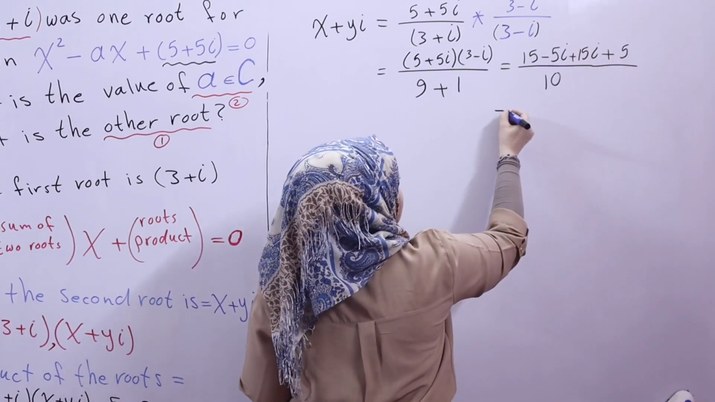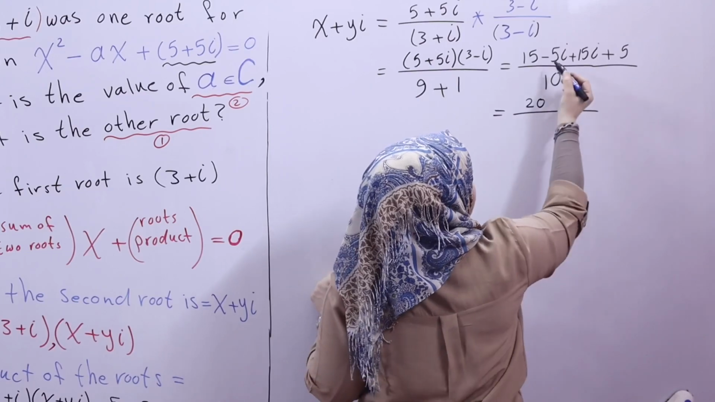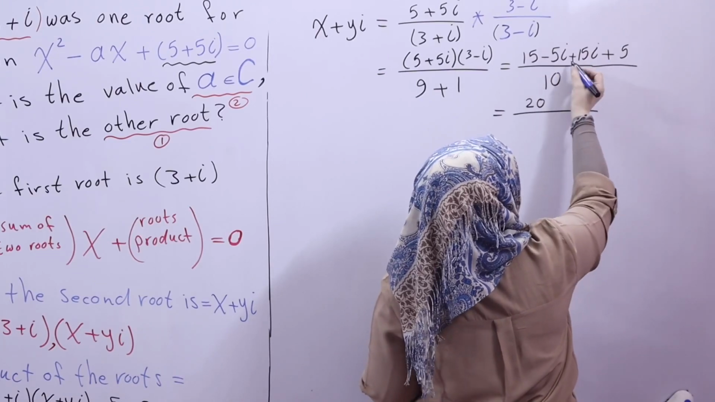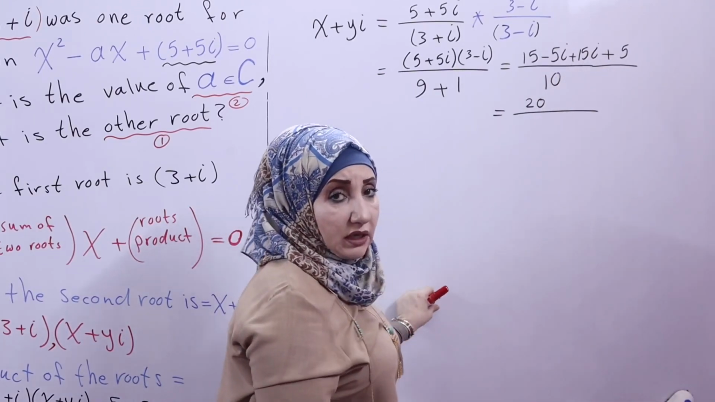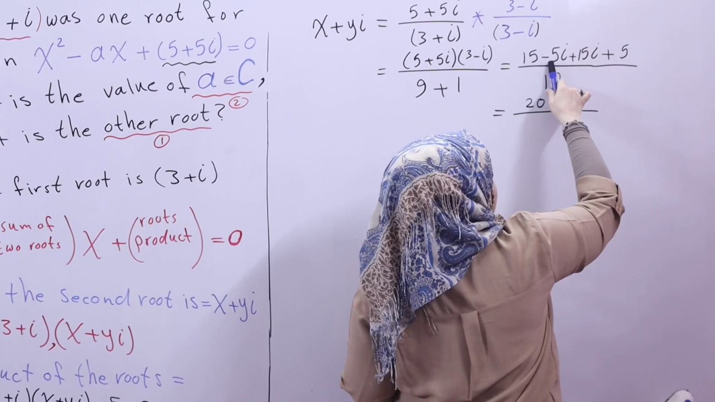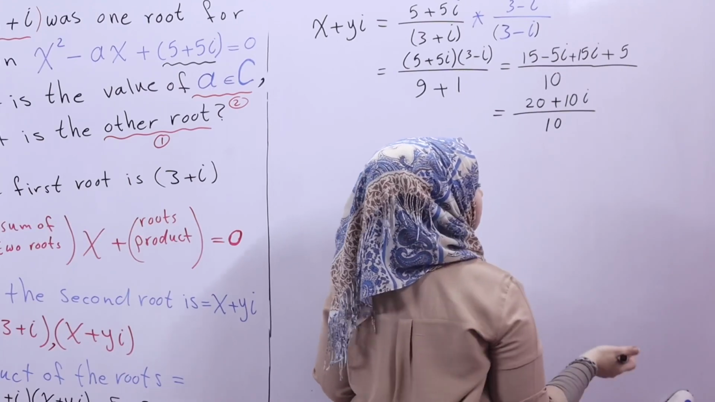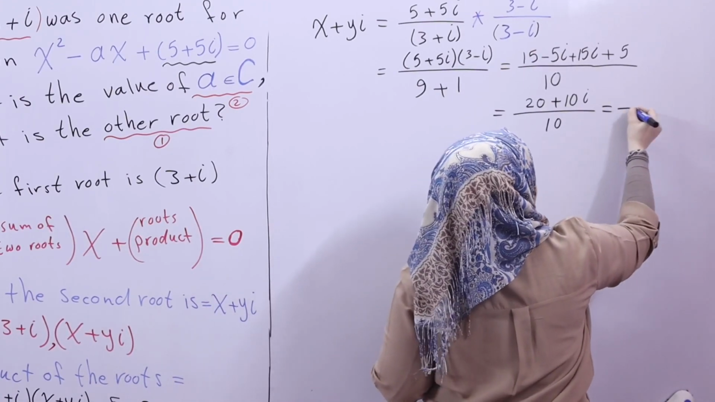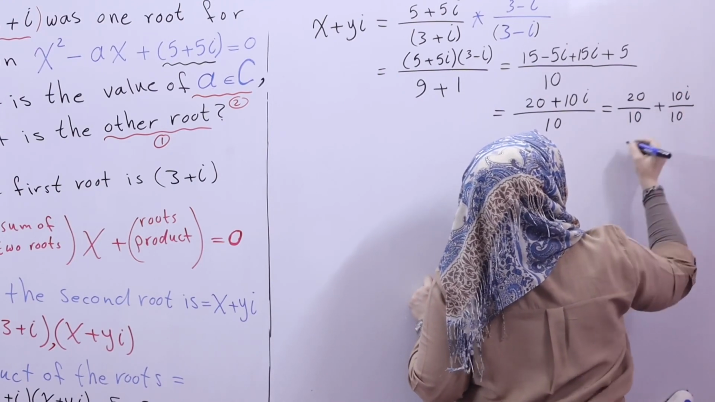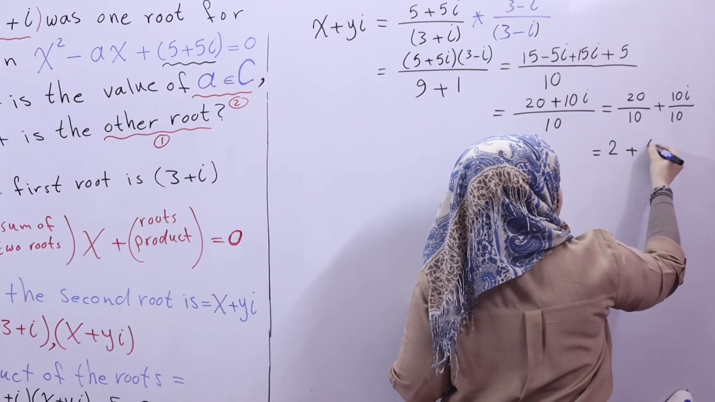And now we can simplify. 15 plus 5 is 20. Then minus 5i plus 15i: the signs are different, so we take the sign of the greater value, which is positive, and we subtract. 15 minus 5 is 10i, all over 10. And we can simplify this fraction. We can write it as 20 over 10 plus 10i over 10, and 20 over 10 equals 2, plus 10 over 10 equals 1i.